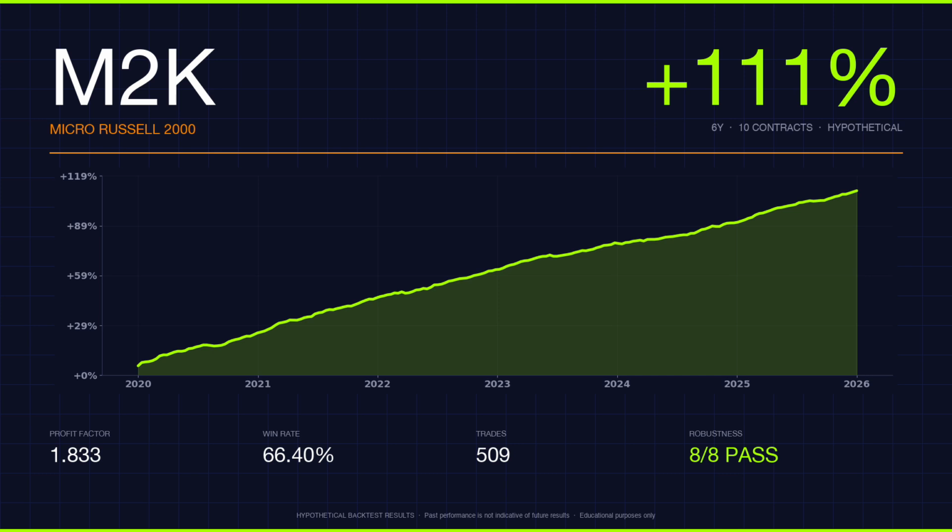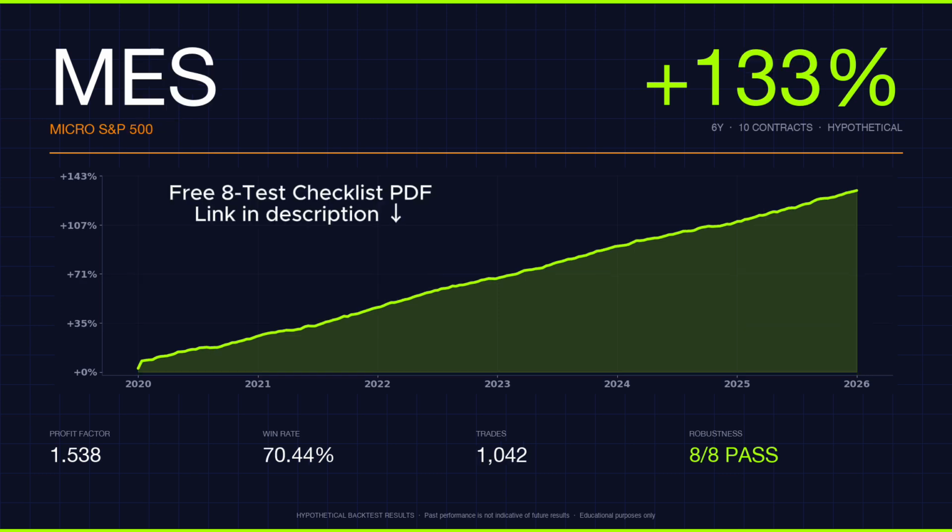But the dollar number isn't why I trust these robots. The scorecard is 3 robots, 24 pass results across the 8 tests. That's the only number that matters to me. Hypothetical backtest. Past performance is not indicative of future results. The full audit, with every test individually, is at algosentry.com/methodology.